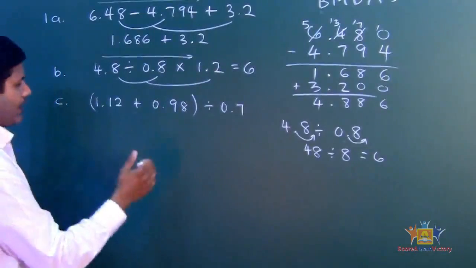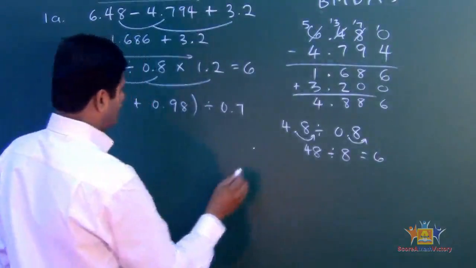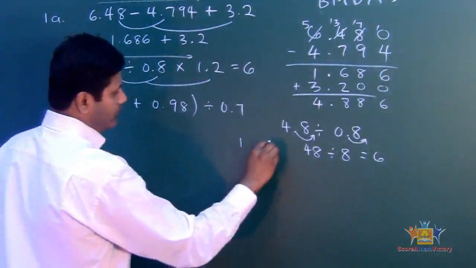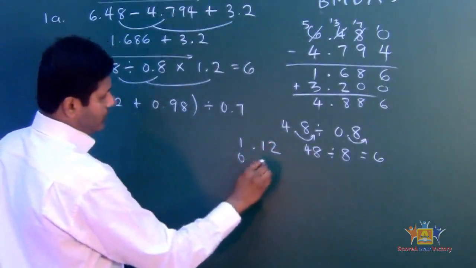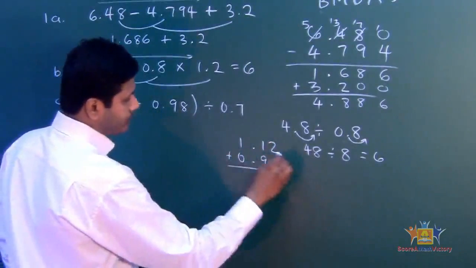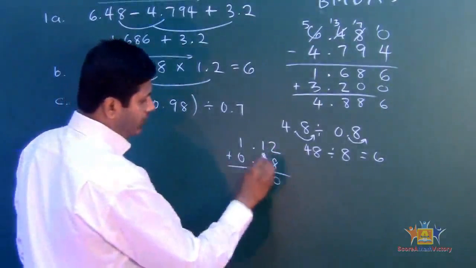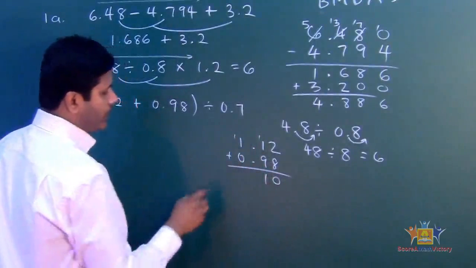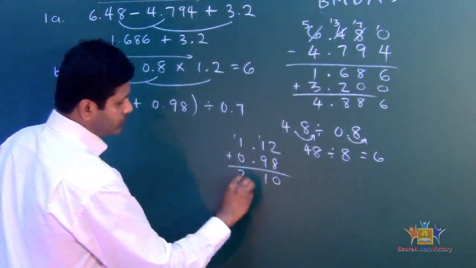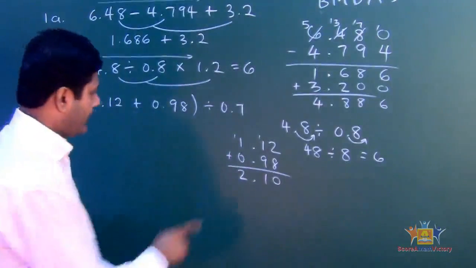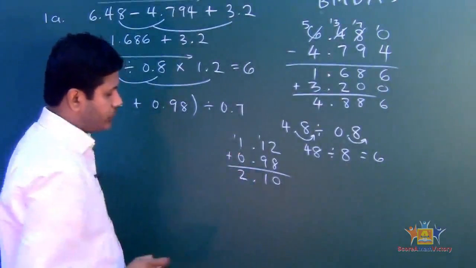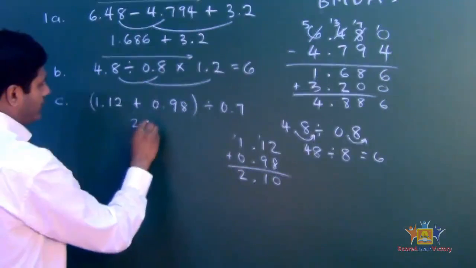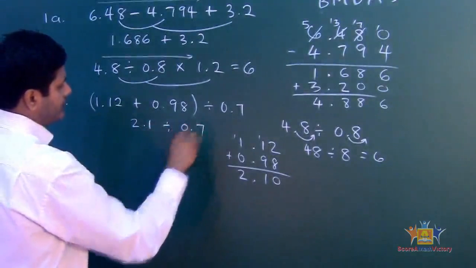So we're going to add these two. How are we going to do it? Grab them by the decimal and line them up. Very important, lining them up. So 1.12 and 0.98. We're going to add them. 2 plus 8 is 10, 0, carry 1. 1 plus 1 is 2, 2 plus 9 is 11, carry 1. 1 plus 1 is 2. So it becomes 2.10, we drop the 0, so this becomes 2.1, and we can divide that by 0.7.